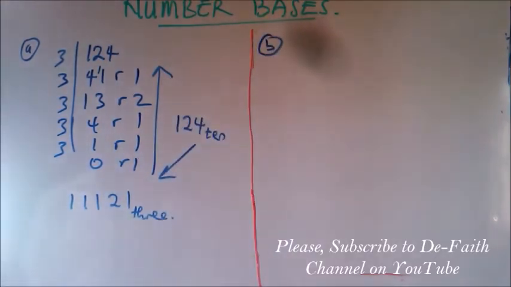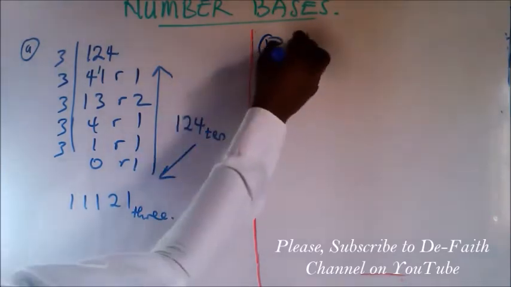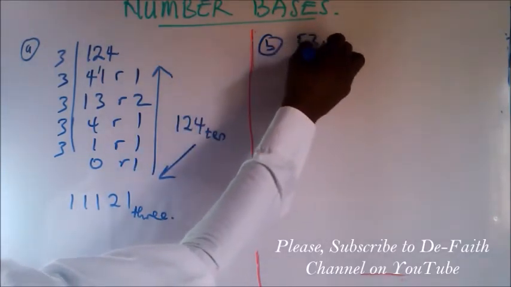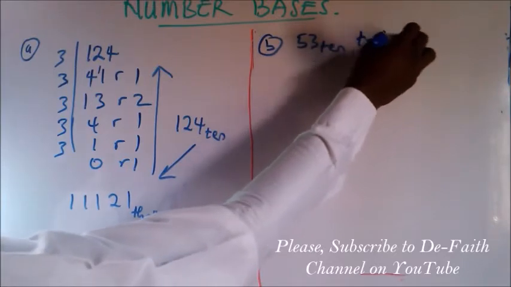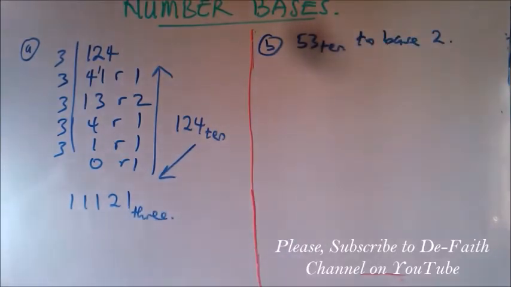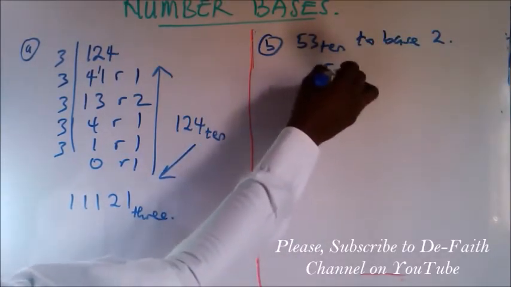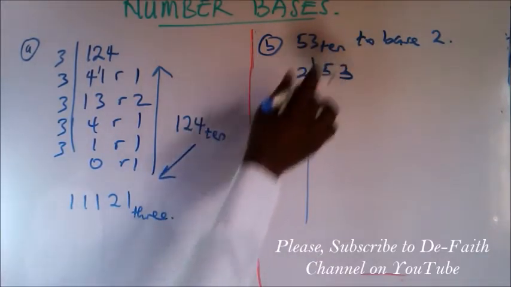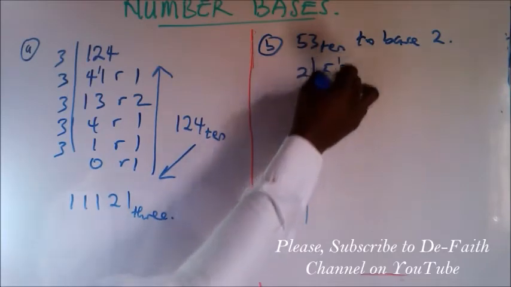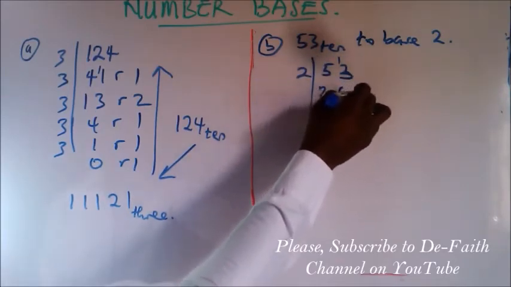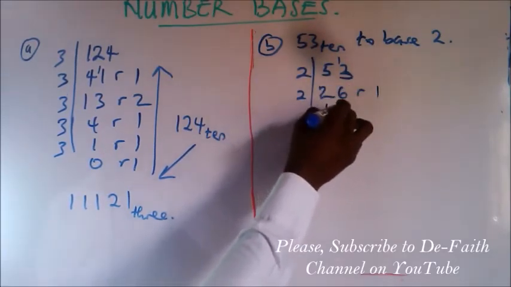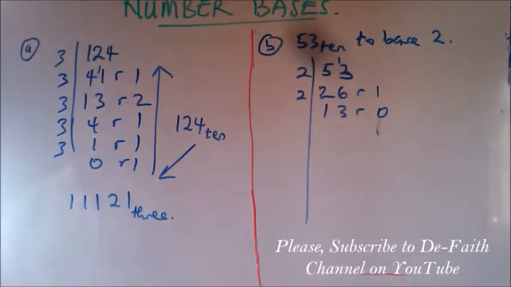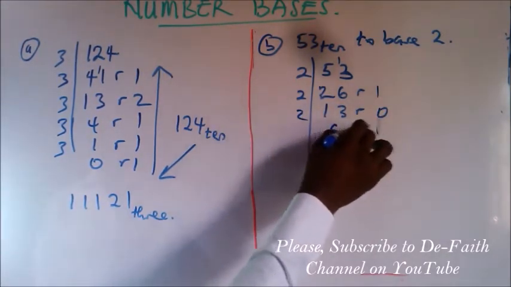If we have 53 base 10 to base 2. Now to change this to base 2, just like we have had here, we divide by 2. 2 into 5, that's 2, remainder 1. 2 here, 6, remainder 1. 2 here, 1, 3, we have 0. Then 2 here, 6, remainder 1.